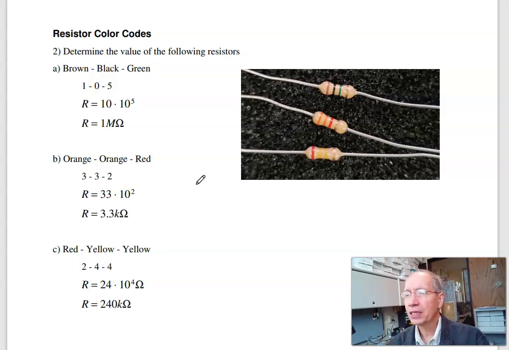Problem 2 is resistors. Resistors are indicated by color codes. It goes black, brown, red, orange, yellow. Going from the resistor code, I know that brown is 1, black is 0, green is 5. So this is a 105 resistor, meaning 10 times 10 to the 5th ohms.